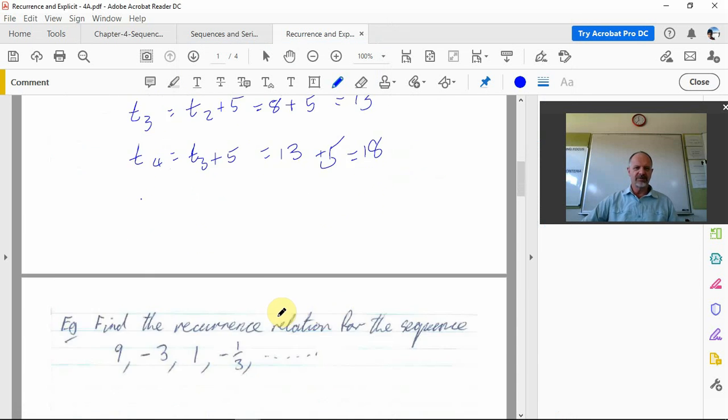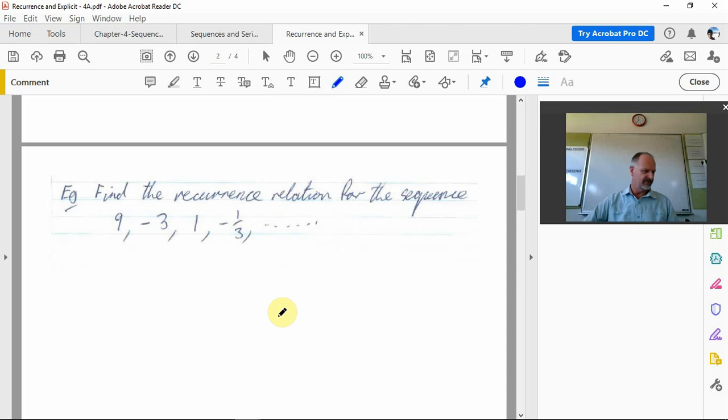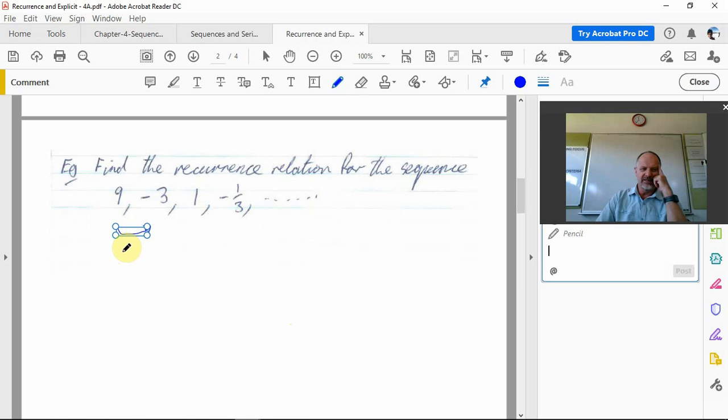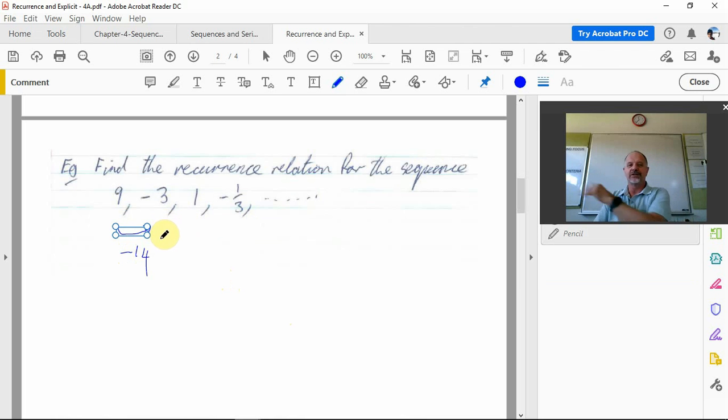Now there are some things you can't do on a calculator that you've got to figure out for yourself. Find the recurrence relation for the sequence 9, -3, 1, -1/3. We've got to figure out how we can go from 9 to -3. Well, we could take 12, that'd go to -3, but remember we've got to do the same thing each time. If I take 12, I'm not going to get to 1. So it's not that one.